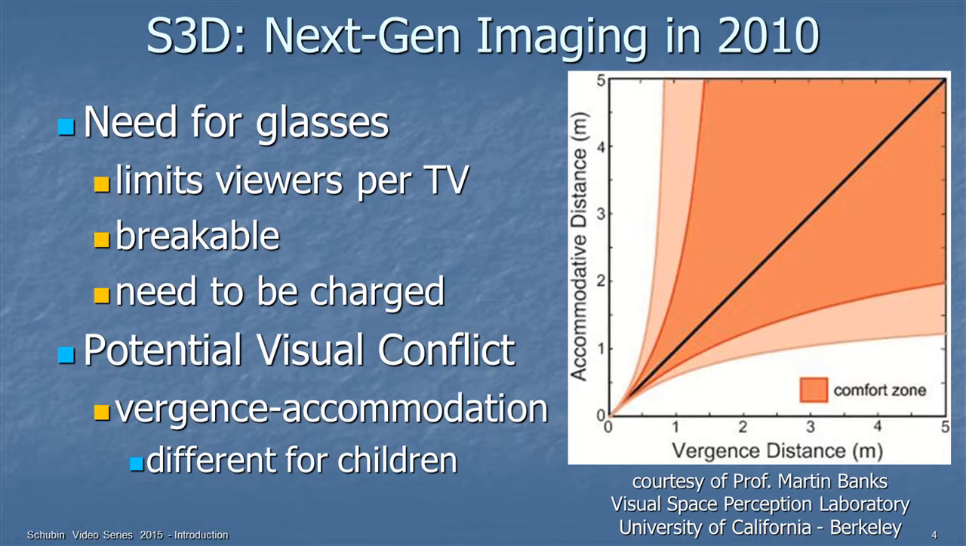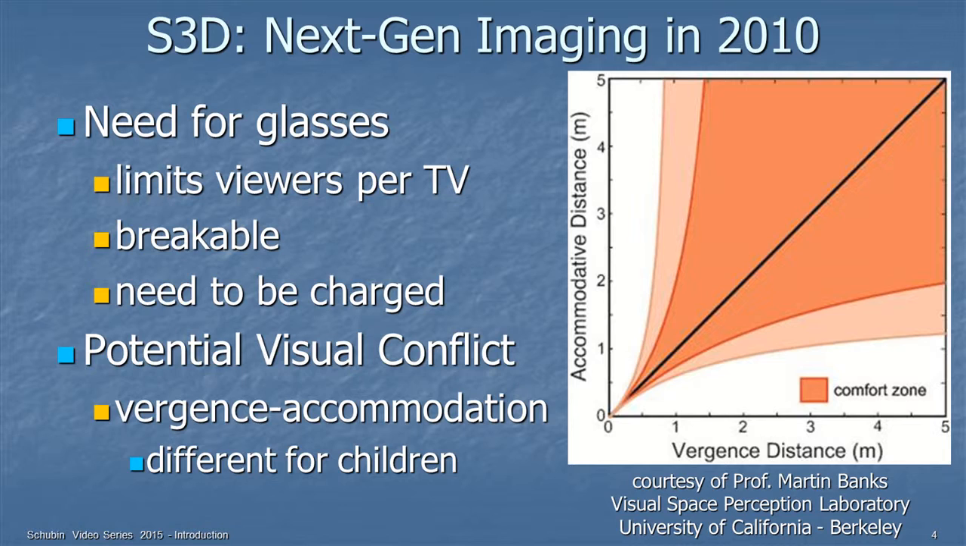Well, one problem was a need for glasses, which limited the number of possible viewers per TV. So if you were going to have a party to watch the Super Bowl or the World Cup or something, you needed to have glasses for everyone. And those glasses were breakable. You might accidentally sit on one. And most of them were electric, and so they needed to be recharged.